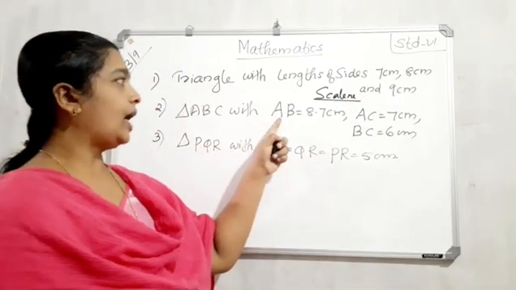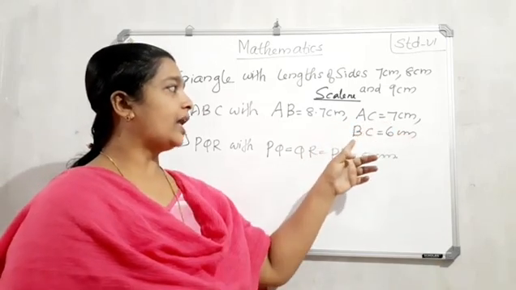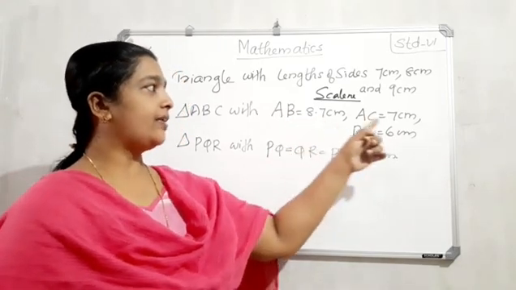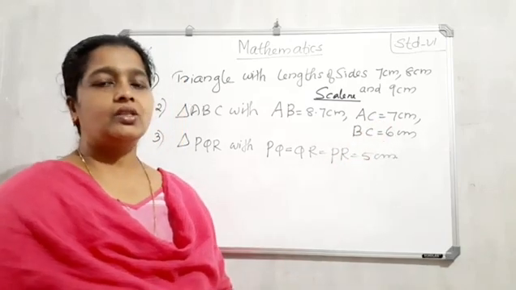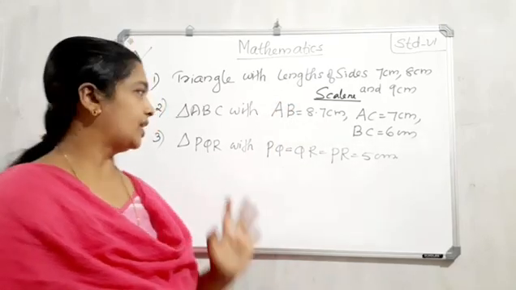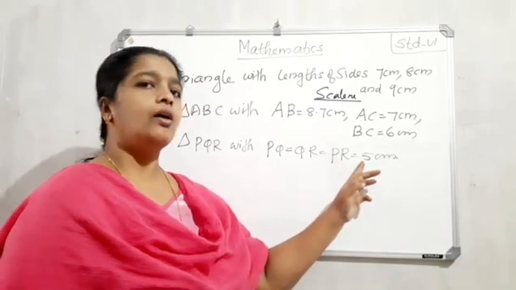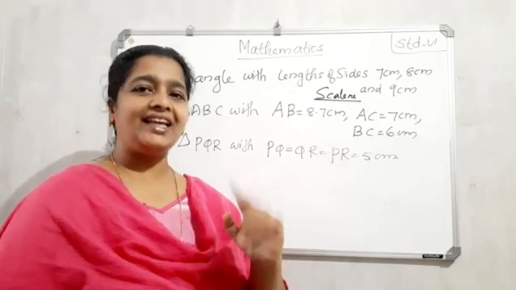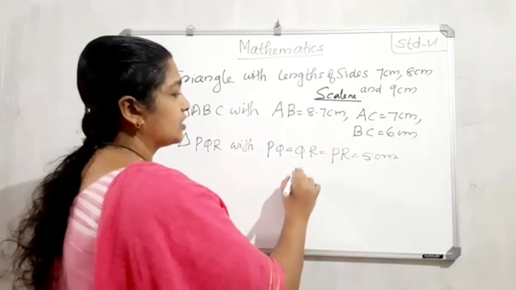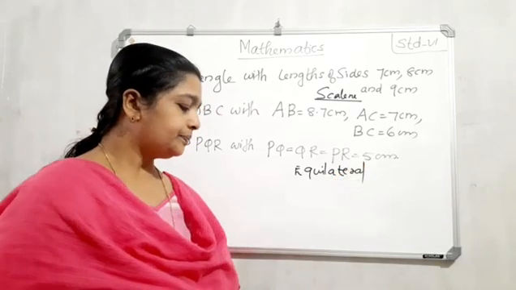Second question. Triangle ABC with AB equal 8.7 cm, AC equal 7 cm and BC equal 6 cm. So first you want to check the measurements 8.7, 7 and 6 centimeters. Anybody can say which answer? Yes, that is also a scalene triangle. Next question. A triangle PQR with PQ, QR and PR equal 5 centimeters. So the three sides are equal. Say that type of triangle. Yes, equilateral triangle. That is known as equilateral triangle. Understand? Yes.